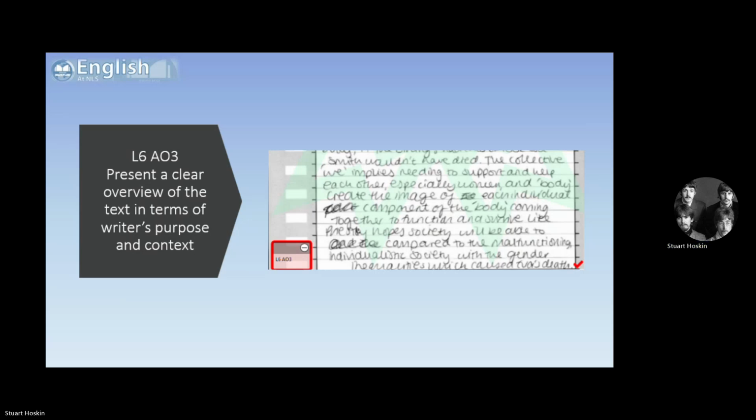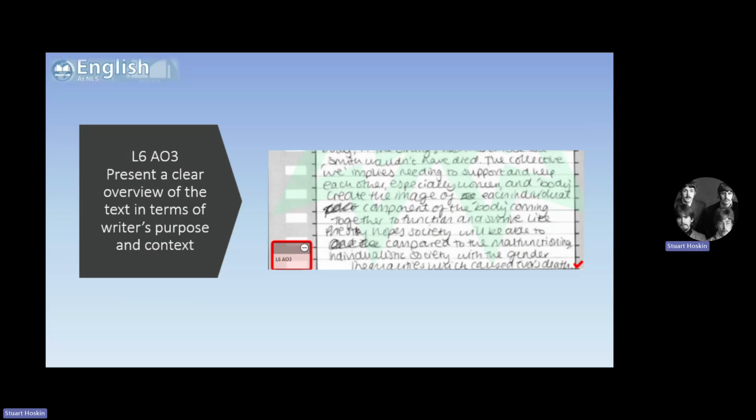Now, first of all, what gets that in terms to a level 6 in terms of the clear overview? It's the point about the way that the body works. Yeah, each individual component of the body comes together to function and survive like Priestley hopes society will. So it takes a particular idea and links it in to what Priestley is trying to show us. Takes these bigger overall views and links it into what's being said. Yes, there is contextual stuff in here about especially women needing to support and help each other, and the gender inequalities down here, but it's just a part of what's being discussed.